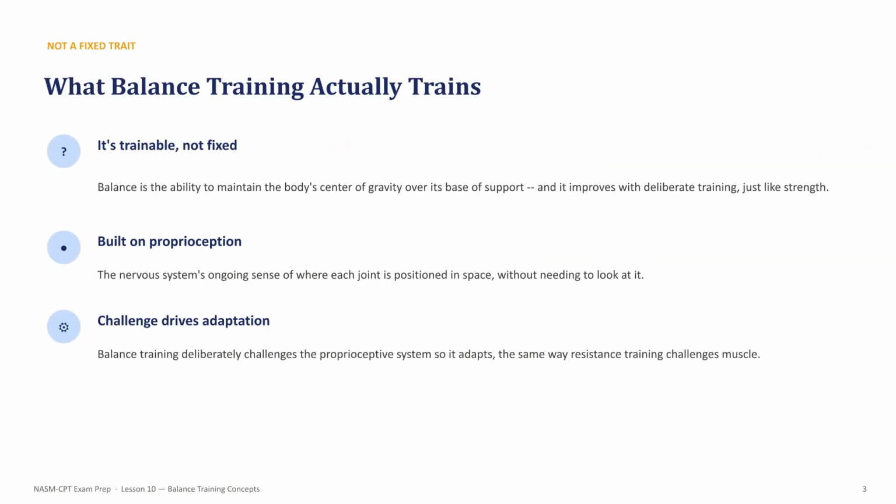Let's dispel a myth right away. Balance is not a fixed trait. Balance is the ability to maintain the body's center of gravity over its base of support, and it improves with deliberate training, just like strength. Balance is built on proprioception. That's the nervous system's ongoing sense of where each joint is positioned in space without needing to look at it. Here's the key mechanism. Balance training deliberately challenges the proprioceptive system, so it adapts, the same way resistance training challenges muscle. Proprioception is really the key vocabulary word for this entire lesson.